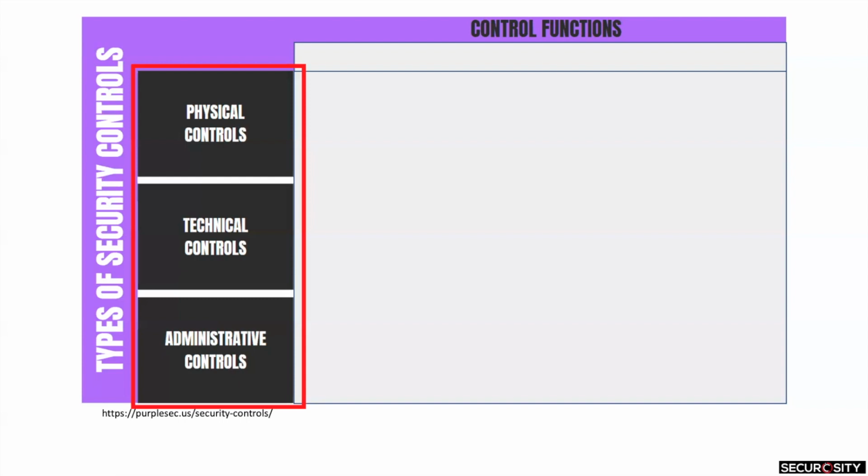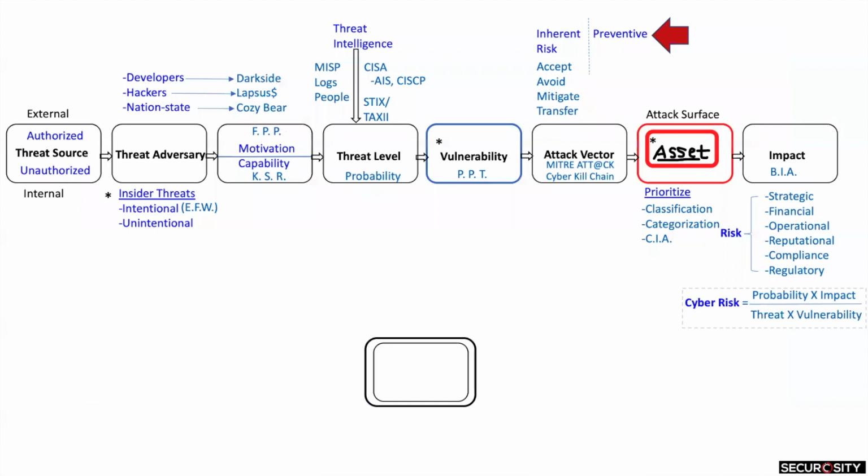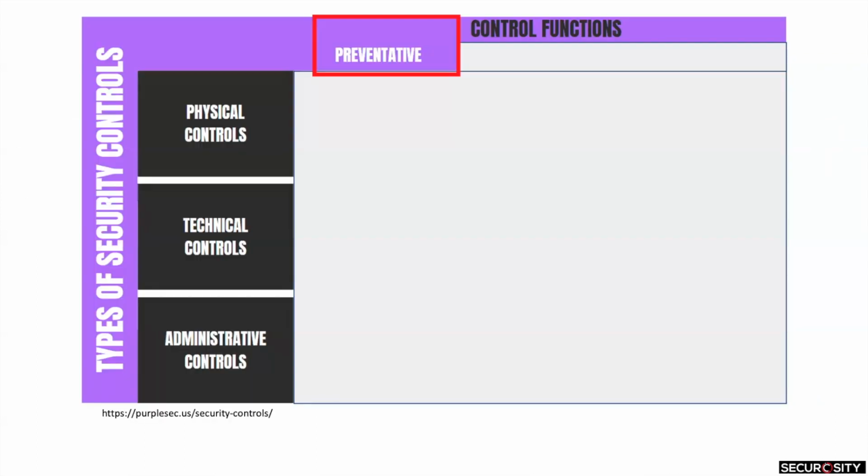There are also 3 control functions, starting with preventive or preventative. Preventive controls are security mechanisms, tools, and/or practices that can reduce the probability of an information security incident from occurring. These controls allow for a proactive approach and build a security-first culture.